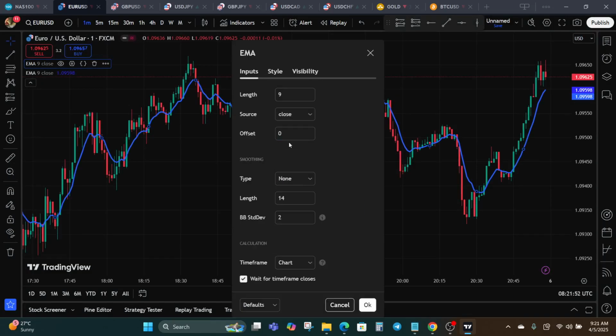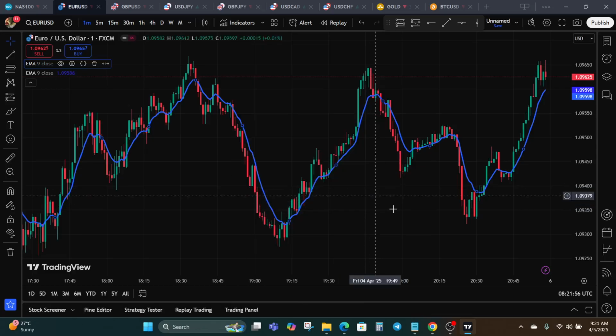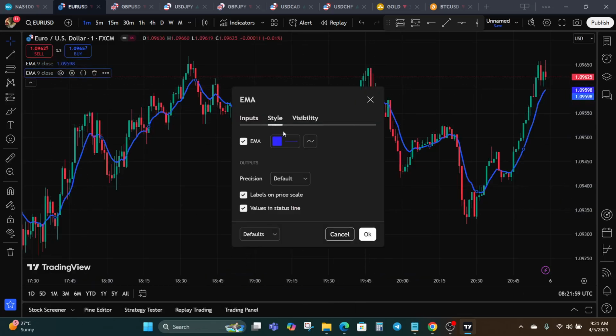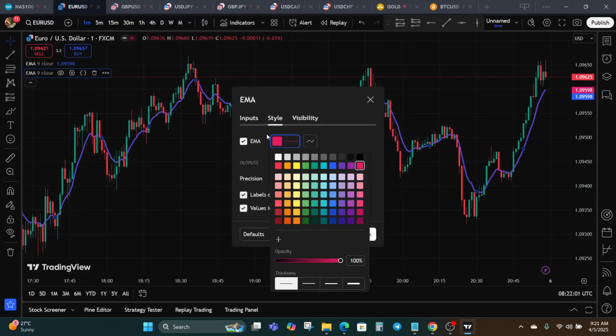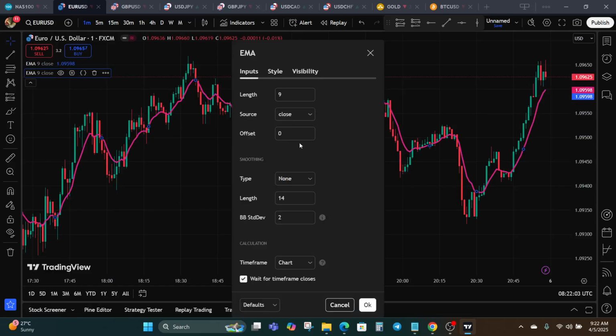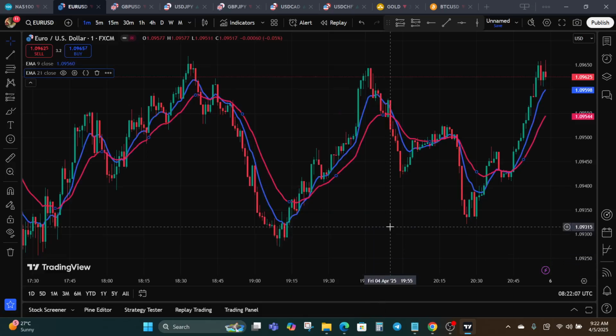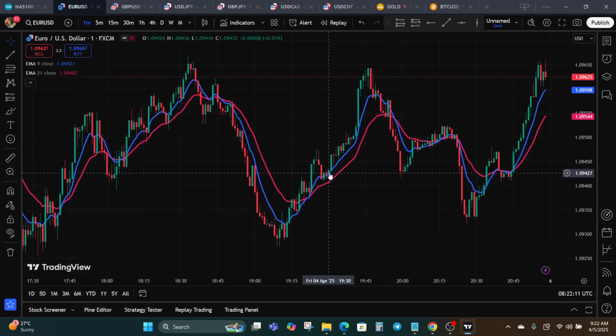All right. This is for the 9 EMA. We have to change the coloring of this for sake of visibility. This is going to be the 21 EMA. All right. So the 9 EMA reacts fast to price changes, while the 21 EMA smooths out the noise.